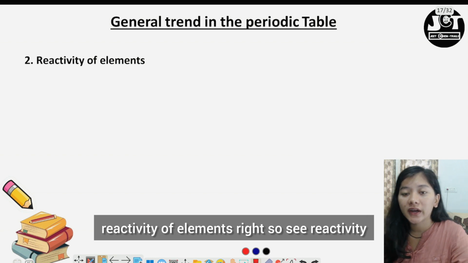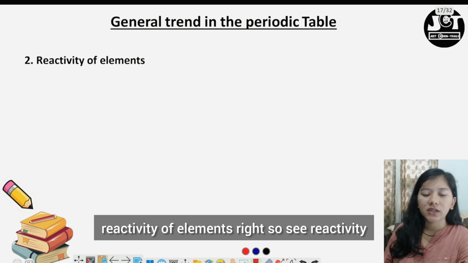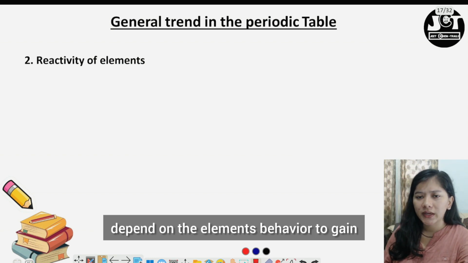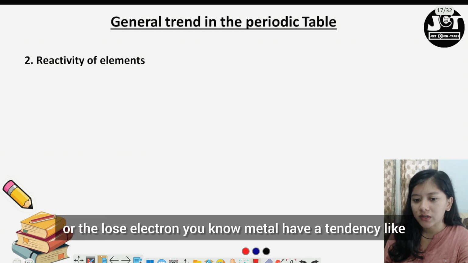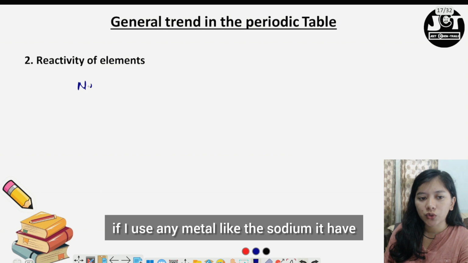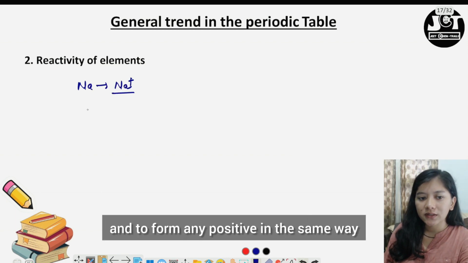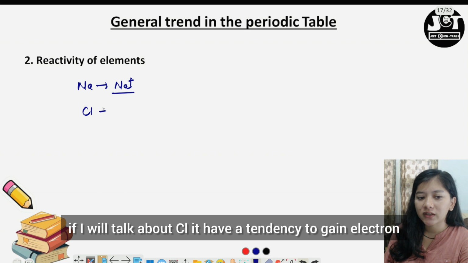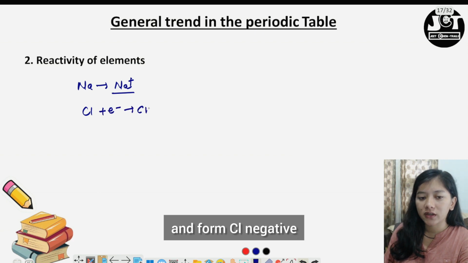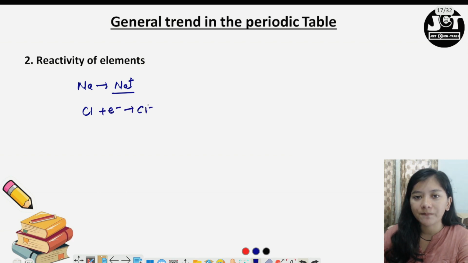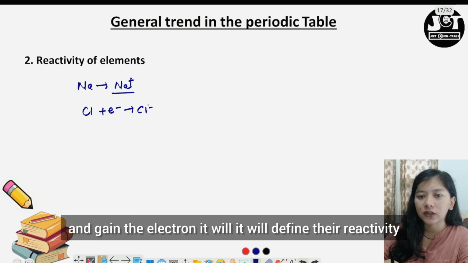Next we have the reactivity of elements, right? Reactivity depends on the element's behavior to gain or lose electrons. The metals have a tendency, like if I use a metal like sodium, it has a tendency to lose 1 electron and form a positive ion. In the same way, Cl has a tendency to gain an electron and form Cl negative. How quickly they lose or gain electrons will define their reactivity.